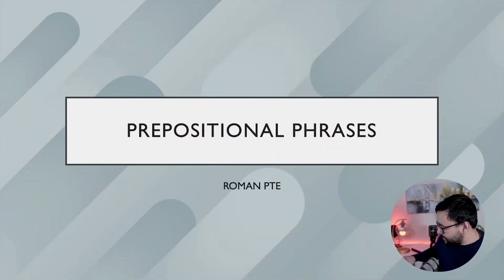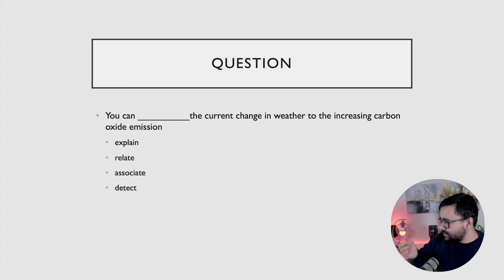But unlike other kinds of collocations, in case of prepositional phrases, what you have to do is look at the gap and the words behind the gap and check if there is any preposition. And then you have to decide which words in the list match with that preposition and focus on that word only. As an example, if we look at the question here, it says, you can the current change in weather to the increasing carbon dioxide emission.